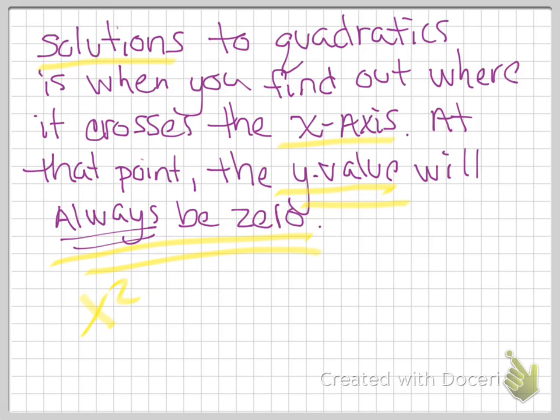If you have x squared plus 2x minus 4, you set it equal to 0. Because remember, the y is really sitting here, right? So I want to know what happens when y equals 0. So I put a 0 in there. So let's talk about what solutions look like and how many types of solutions there are.